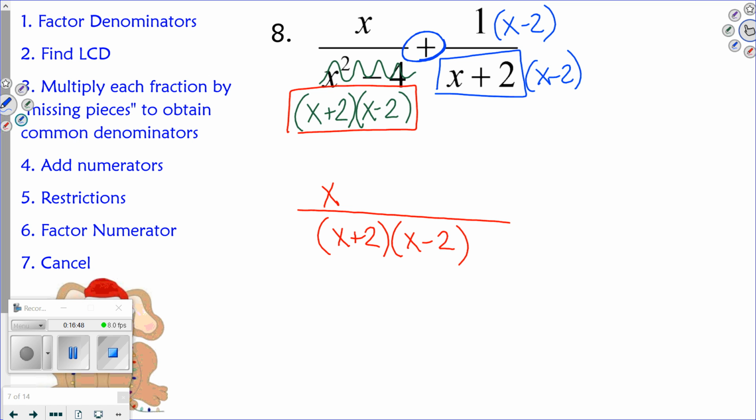Now, some of you lost this. See the plus sign in between there? And then it's x minus 2. Some of you wanted to multiply those together again. Okay, there's a plus sign in between there. All right, so now we're at add numerators. What's x plus x?